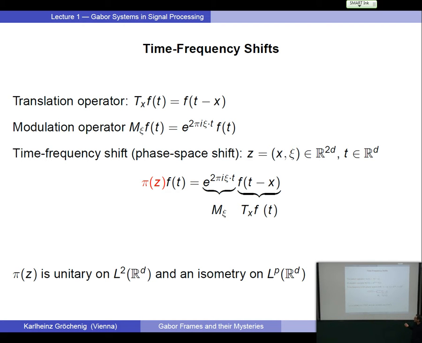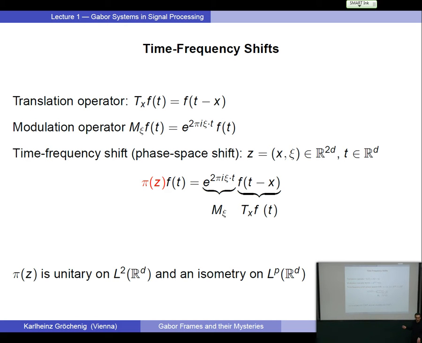Translation by x is just shifting the graph of a function. So, shifting a function by x. Modulation, multiplication by a complex exponential. We have seen that amounts to a frequency shift. And then from now on we simplify further. We combine time frequency shifts into one operator. So modulation, translation. I write it in this order.